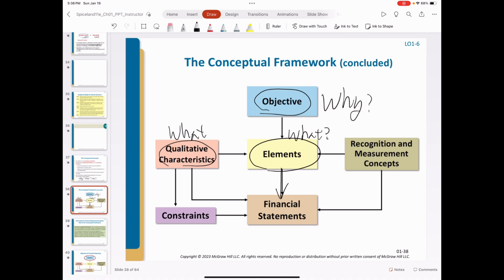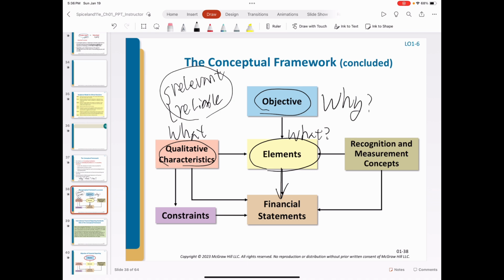Right? Next, what's the quality of information that is considered useful? There are two basic qualities of useful information. Here I can introduce first. One is relevance. The information must be relevant to be useful. The next is reliability. Some books use faithful representation, but they are the same thing. These two are the two fundamental qualities of useful information.